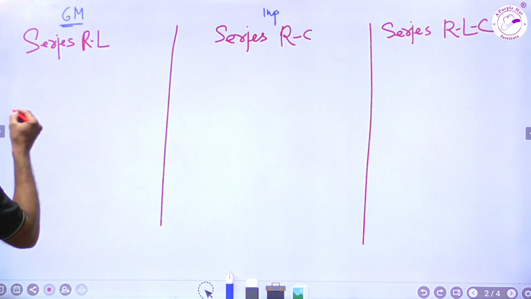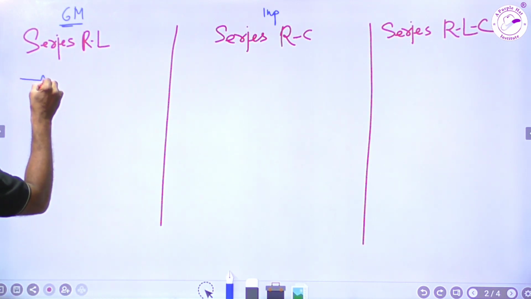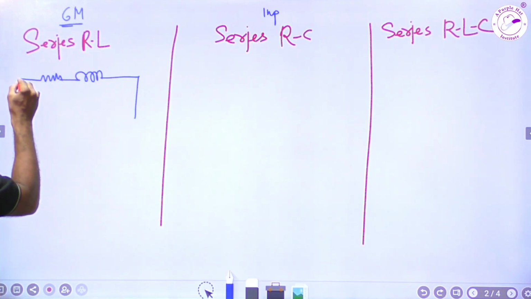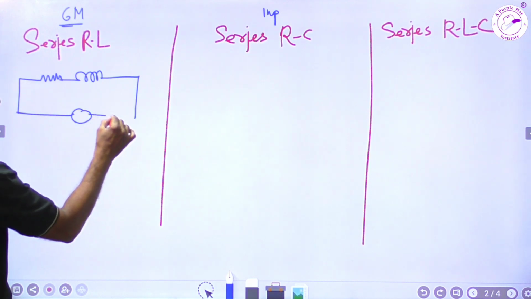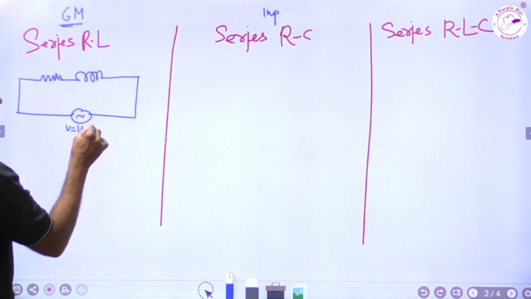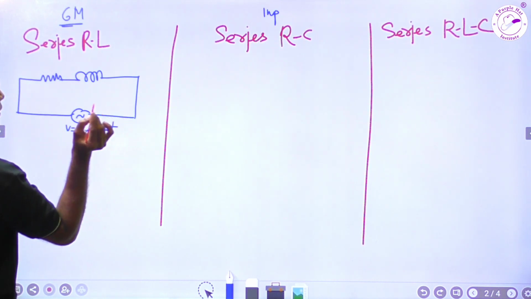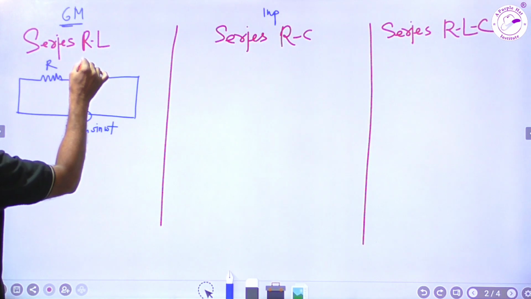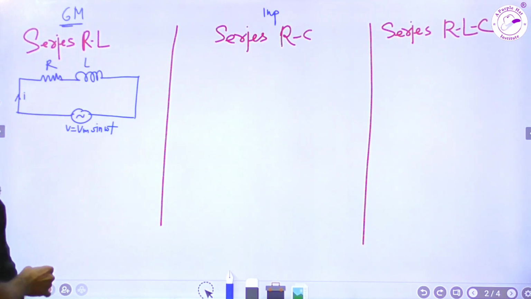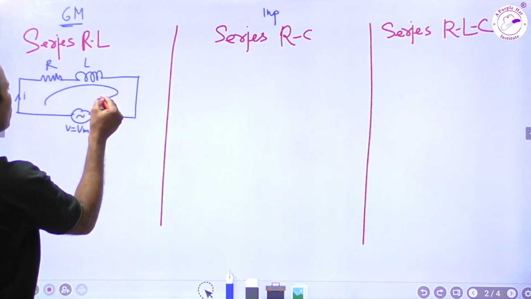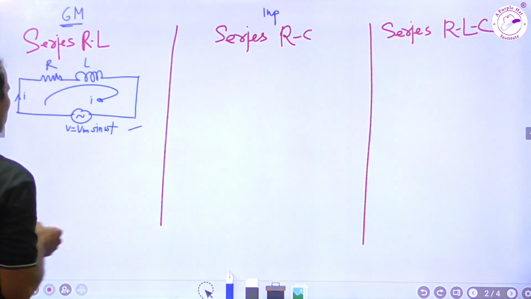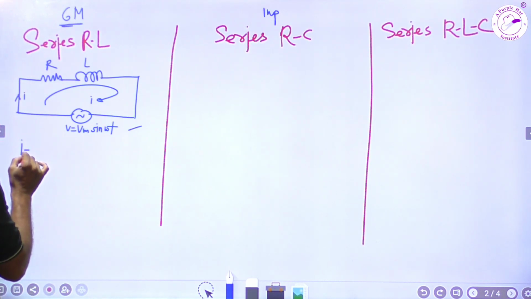Now look at the circuit. A series RL circuit means we have a resistor and inductor in combination, and a source of supply AC, V equal to Vm sin omega t, is connected. This is R in ohm, L inductance in Henry, and instantaneous current I in ampere is flowing through the circuit. This is I, the instantaneous current. In this case also the voltage is known, and we have to find the current.